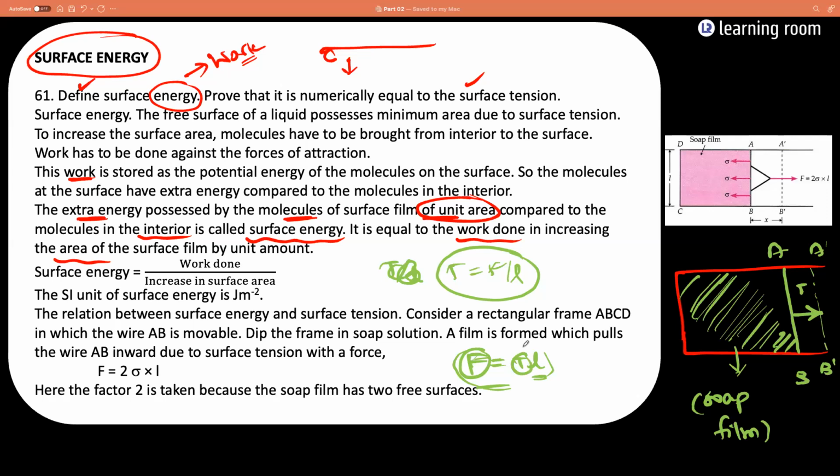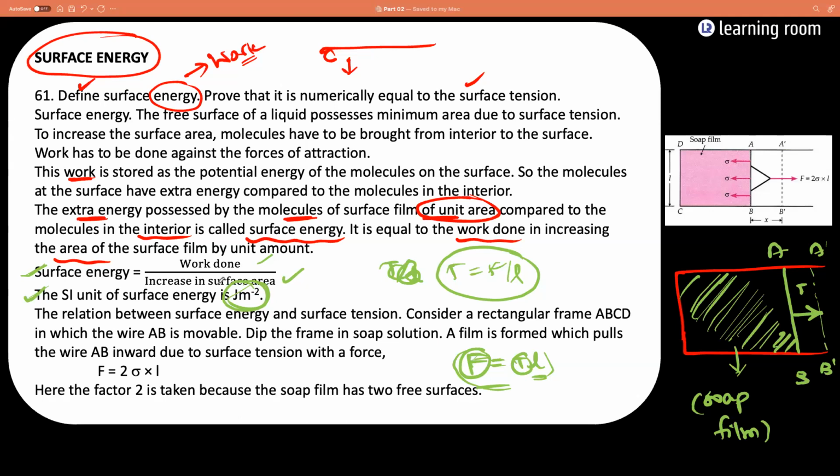Or you can say surface tension gets multiplied those many times as that of the free surfaces that are present. So having said this, the first point to be noted is that surface energy is equal to the amount of work done divided by the increase in the surface area. And the SI unit of surface energy is going to be joule per meter square.